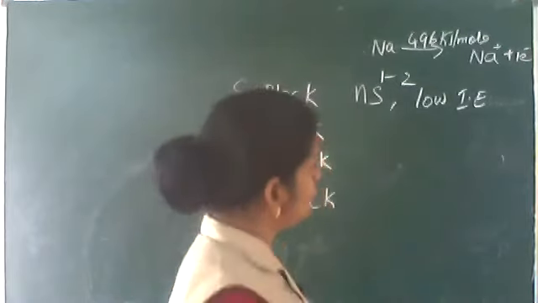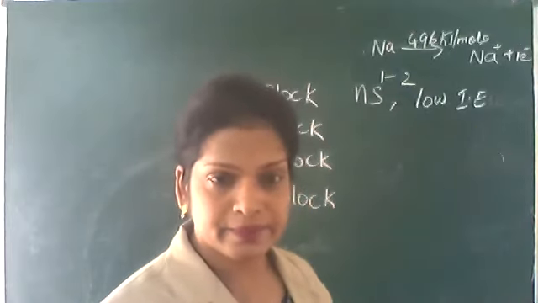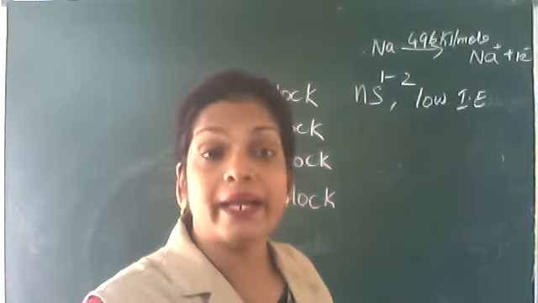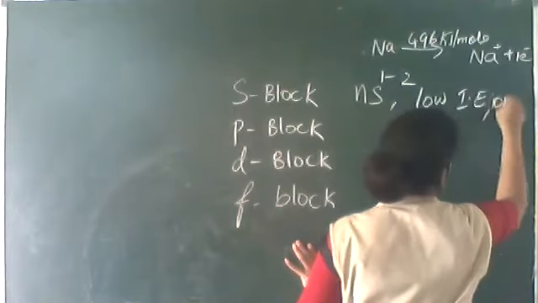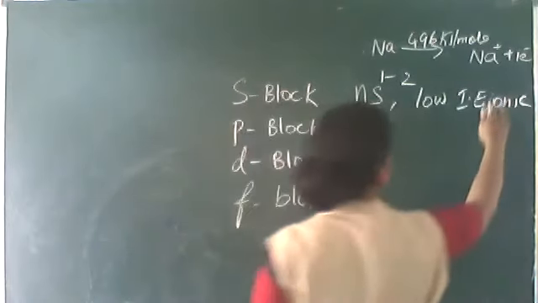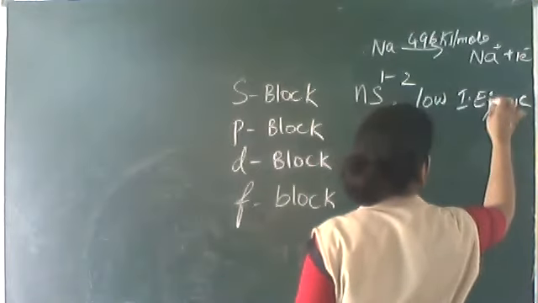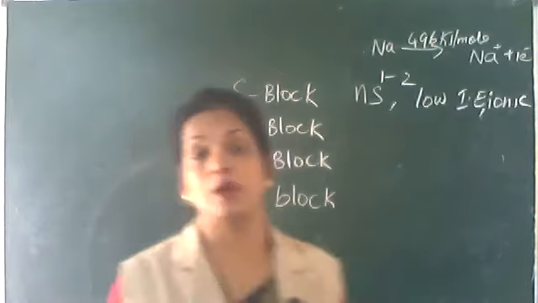And after the release of 1 electron or 2 electrons, they form the cations. So they form ionic compounds. They form ionic compounds. So these are the characteristics of S block elements.